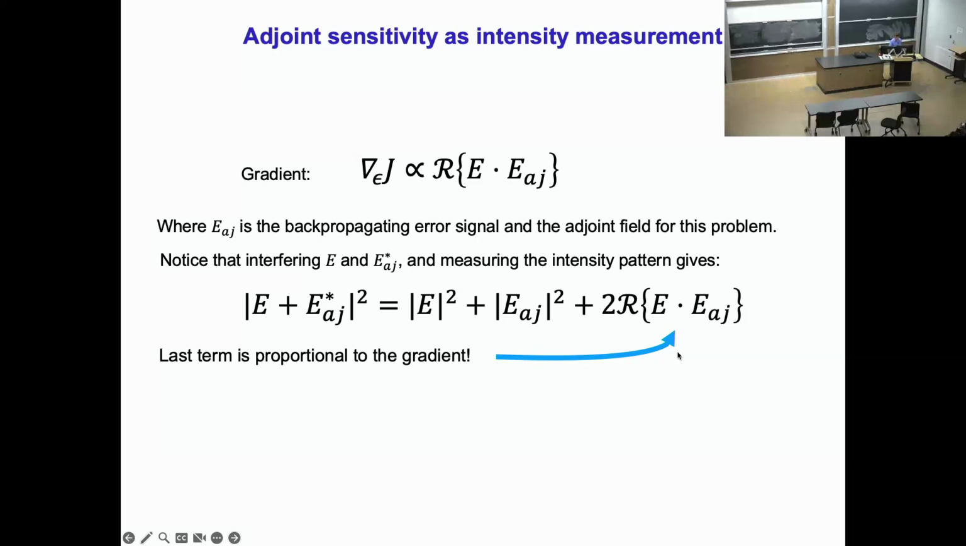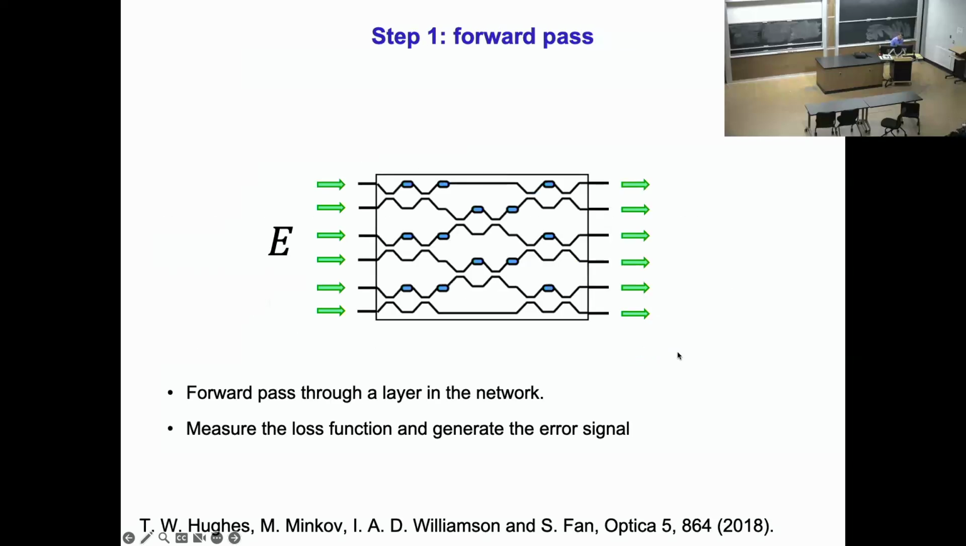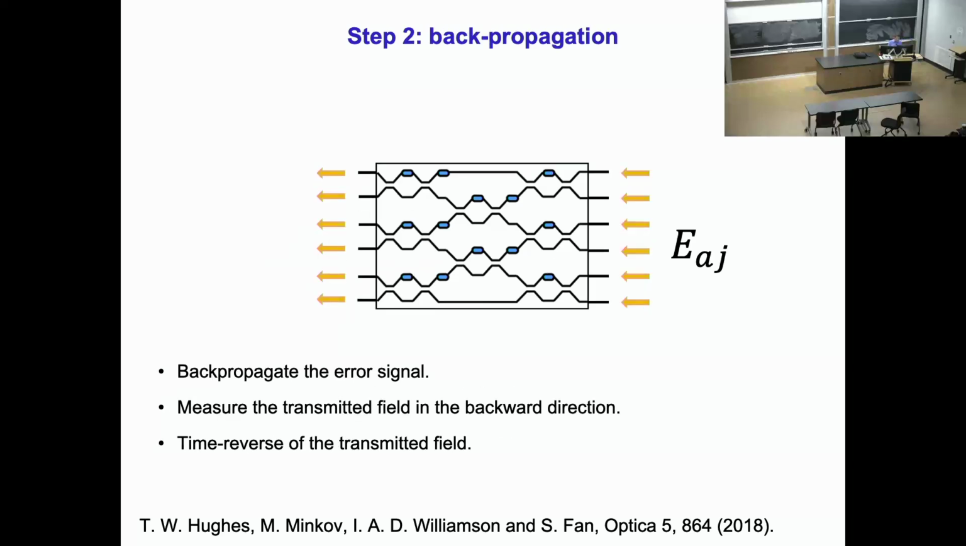So based on this math, we propose the following 3-step protocol. We do a forward pass. Like the usual inference run, we send a signal forward. We record the transmitted signal, and therefore we can generate the error signal. In the second step, we take the error signal, backpropagate through the device, and again measure the transmitted field. We then time reverse the transmitted field.